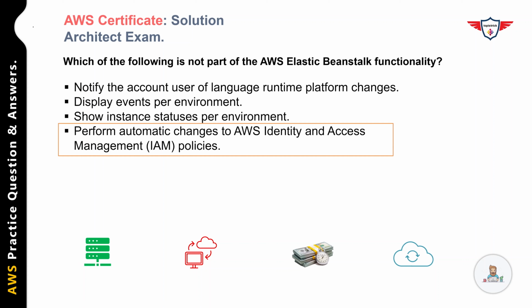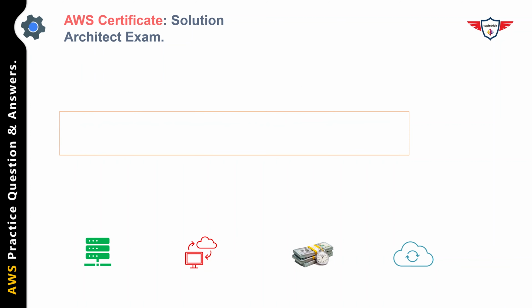Now, the correct answer is option D. Elastic Beanstalk cannot make automated changes to the policies attached to the service role and instance role.